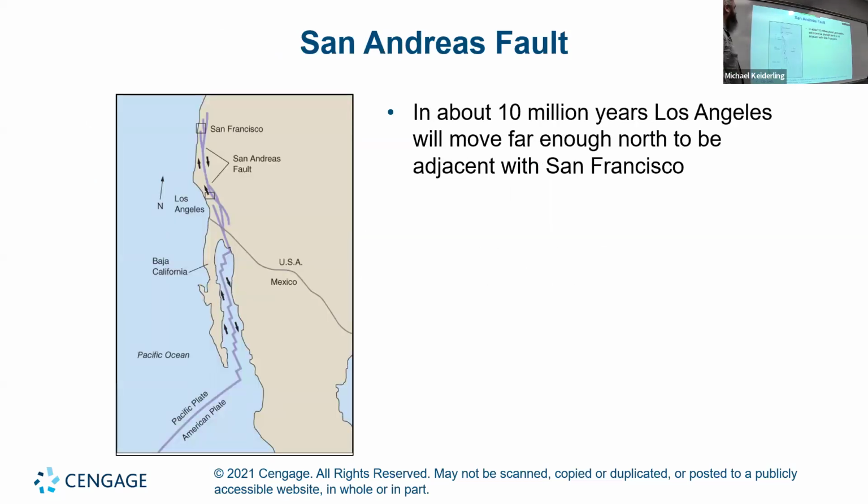So as the San Andreas Fault continues to move, eventually, in about 10 million years, Los Angeles will move far enough north to be adjacent with San Francisco. Because this whole area is moving north compared to the North American plate. And here's the Baja California, and the fault line penetrates into this area.